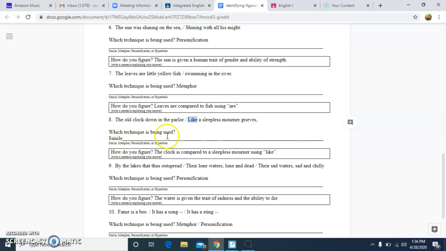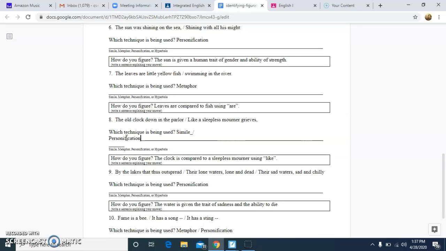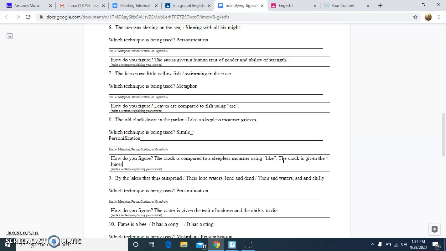But another reason why it might be personification is that the old clock is grieving. So I know that a lot of students will also put personification here, which I actually agree with, because the clock is given the human ability to grieve or be sad.